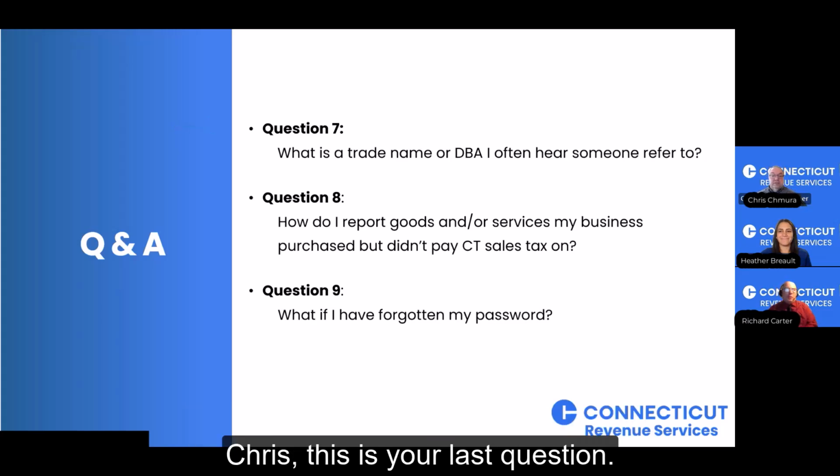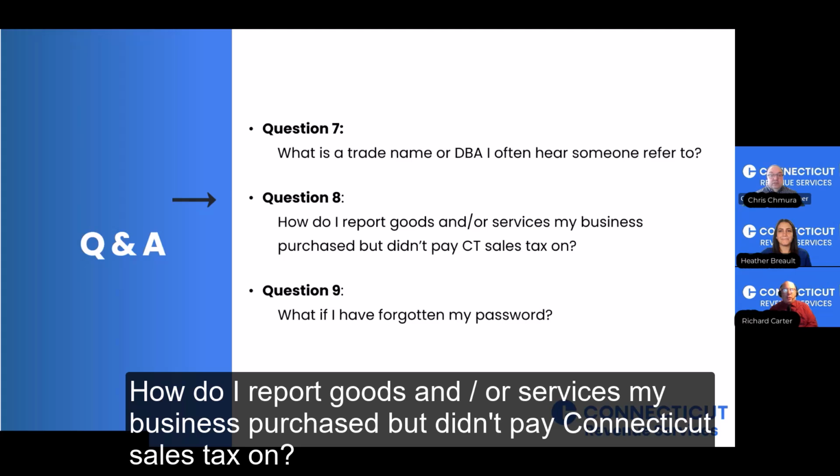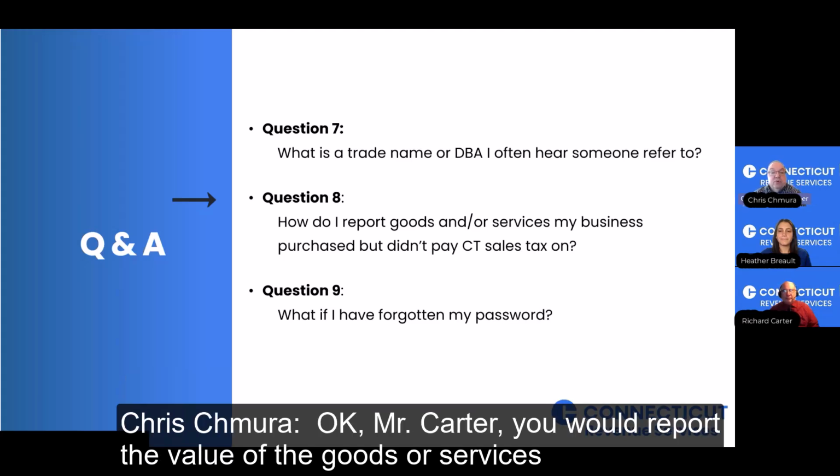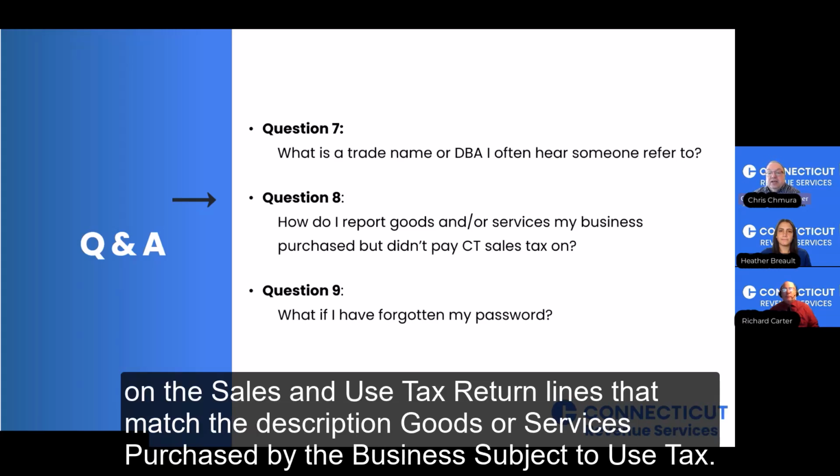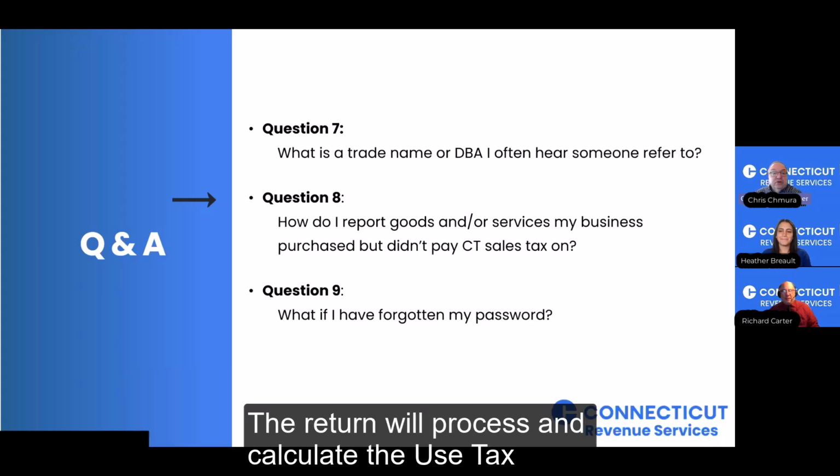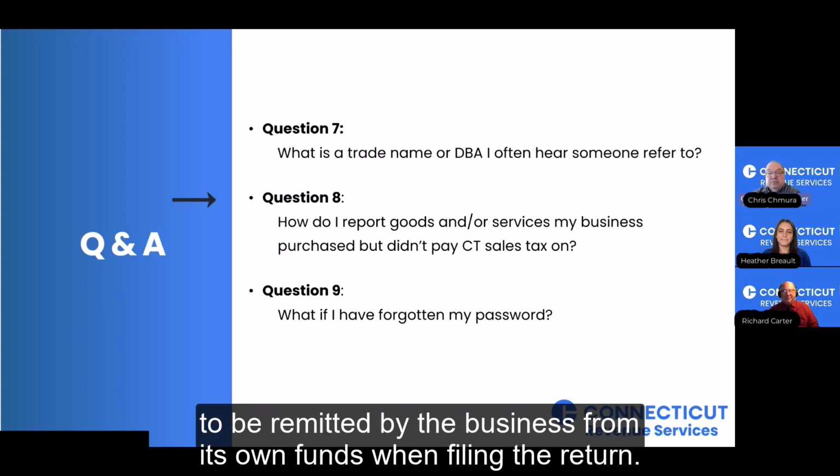All right, Chris, your last question. How do I report goods and or services my business purchased but didn't pay Connecticut sales tax on? Okay, Mr. Carter, you would report the value of the goods or services on the sales and use tax return lines that match the description goods or services purchased by the business subject to use tax. The return will process and calculate the use tax to be remitted by the business from its own funds when filing the return.